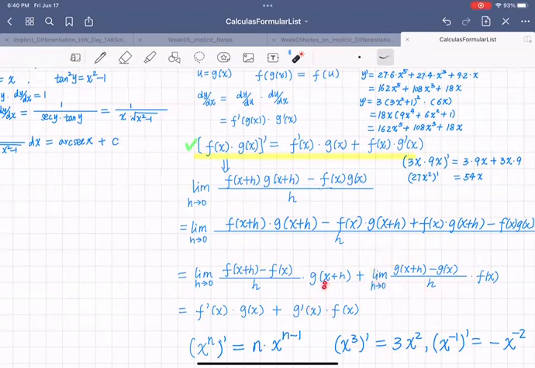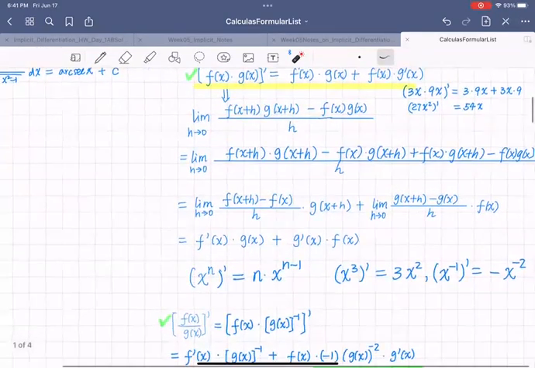And then you say, hey, this is not the same. You should put plus h. Remember, we are doing limits. So when h approaches 0, that's this guy. Okay, so this is the product rule. This is the product rule.